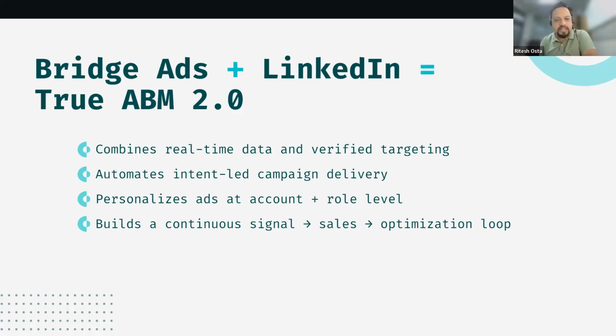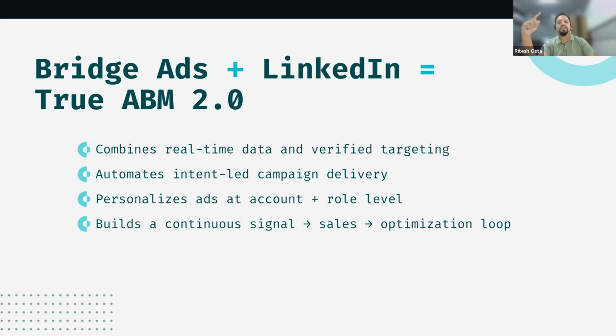Okay. So Bridge Ads plus LinkedIn is true ABM 2.0. Correct? Why is Bridge Ads so important? Because it combines real-time data with verified targeting and automates intent-led campaign delivery. That means your campaign is super personalized with intent. You know that they have visited G2 and your campaign talks about G2. Good. So it is super personalized and it is intent-led, right? You know that they have visited your website, checked out your pricing page. You are giving them a discount. Super good, right? Super personalized.